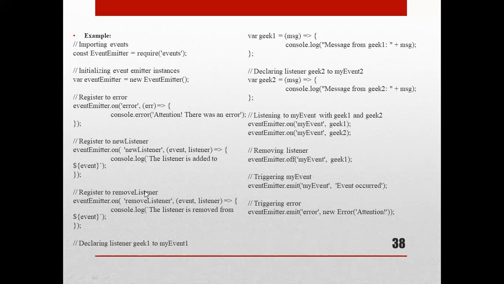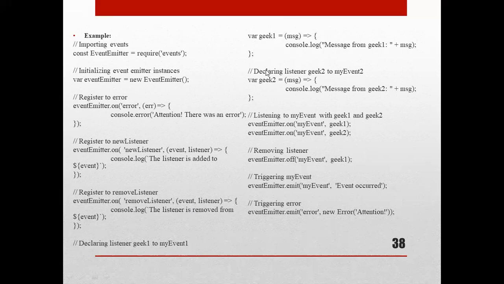Then we have to register to remove listener, so eventEmitter.on removeListener, comma, event, that particular event, and the listener contains console.log with the message: the listener is removed from that particular event. Then we are going to declare the listener jig1 to my event 1. That jig1 listener contains one message, console.log message from jig1, the message that we are going to trigger at the end.